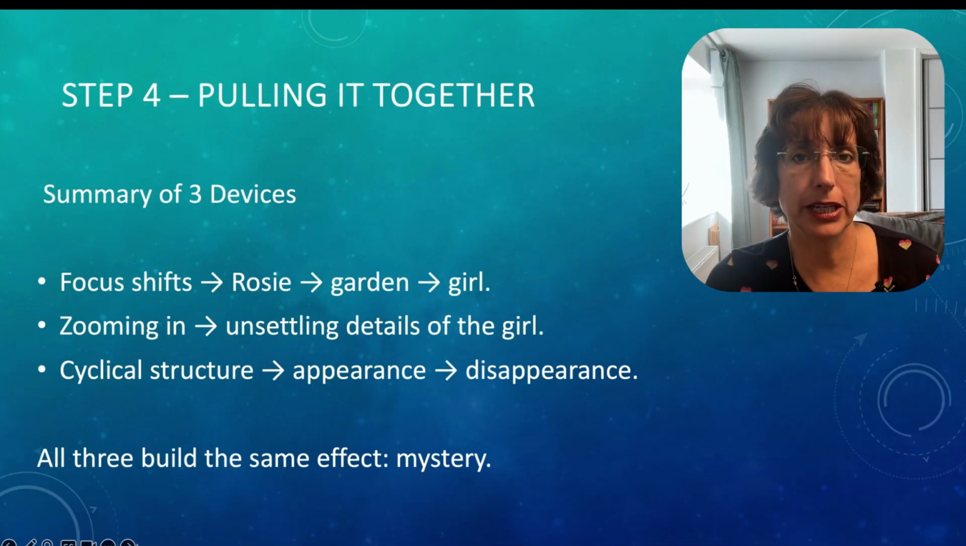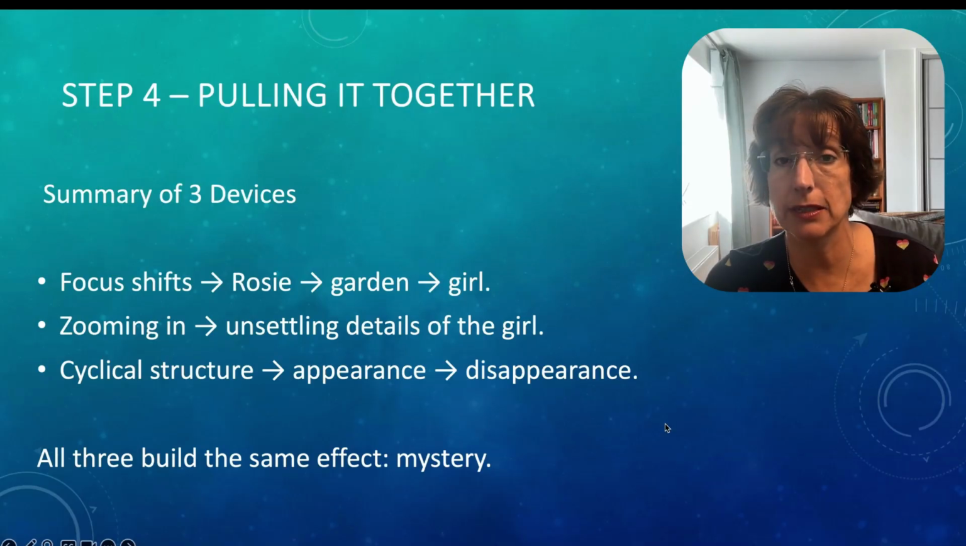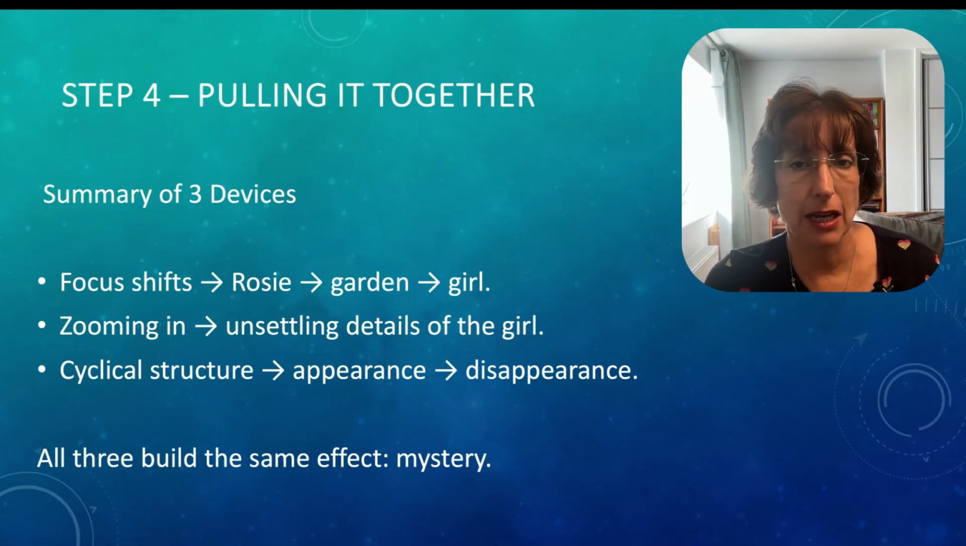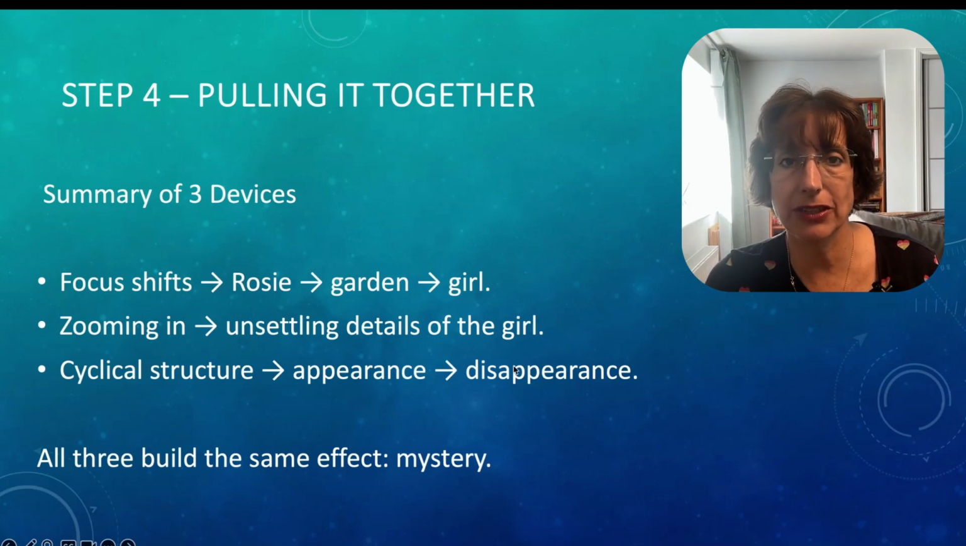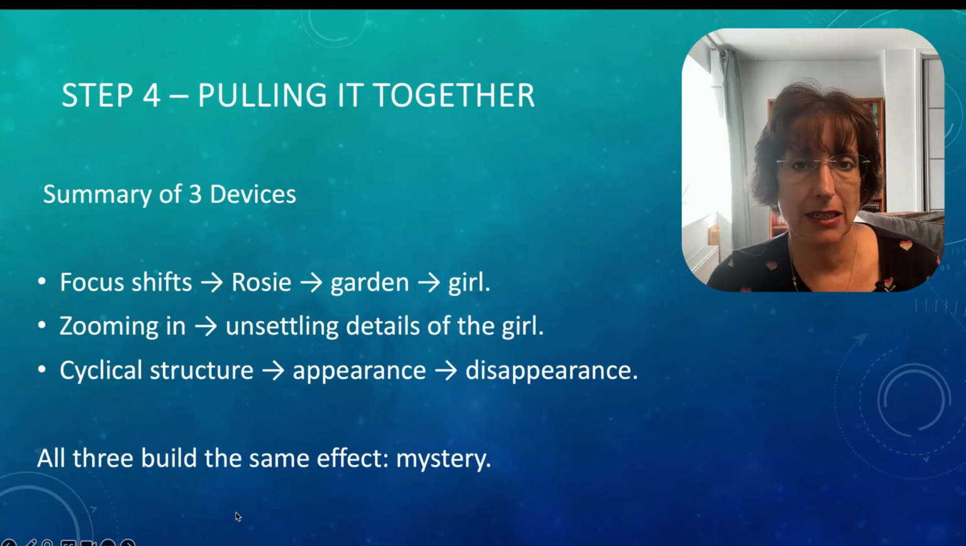Okay, putting it all together. So the summary of the 3 devices, there are many more devices, but these are just 3 we're looking at today. The focus shifts, so from Rosie to the garden to the girl. There's zooming in, particularly on the unsettling details of the girl. And there's the cyclical structure, the appearance and the disappearance. And all three of these combined help create this sense of mystery.